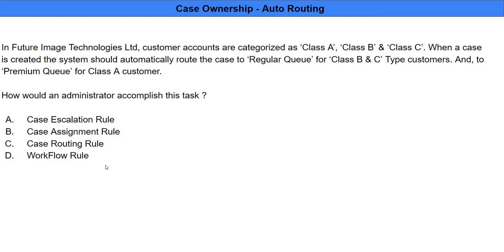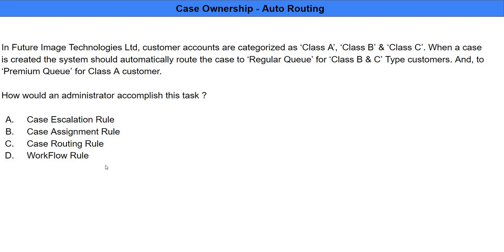We got four options: case escalation rule, case assignment rule, case routing rule, and workflow rule. So again, the intent of this question is to test our knowledge on auto case assignment or auto case routing. Whenever a case is created in regards to a user issue, somebody has to take the ownership, isn't it? And that is as per the business process.